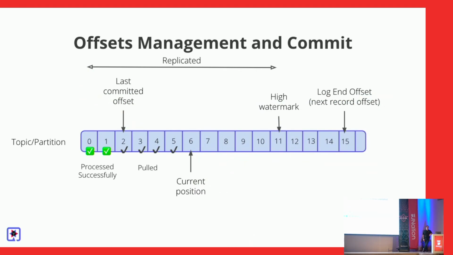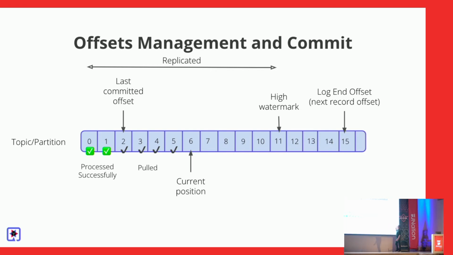Commit management in Kafka. When you have your topic partition and you read it, you can say, OK, 0 and 1 have been processed successfully. But I have also pulled in my last batch 2, 3, 4, 5, and 6. So for Kafka, you're here, but you only committed here. So the last committed offset is the last processed offset plus 1. You can be sure you will have a plus 1 wrong when you do Kafka at some point.